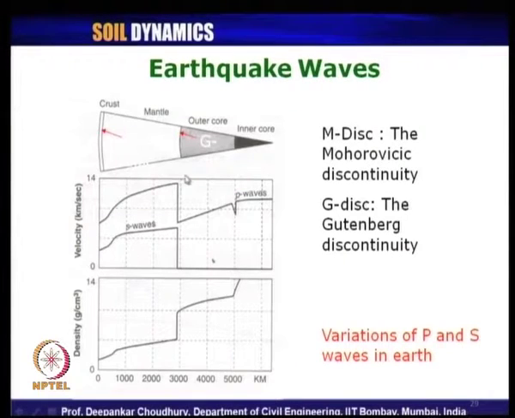Okay? So, once again, this is the inner core, the outer core, which is in a liquid state, this is the mantle, and this is the very shallow crustal depth. This boundary is called the Mohorovičić discontinuity. That is, the boundary between crust and mantle is known as the Mohorovičić or M discontinuity, and the boundary between mantle and outer core is called the Gutenberg discontinuity or G discontinuity.